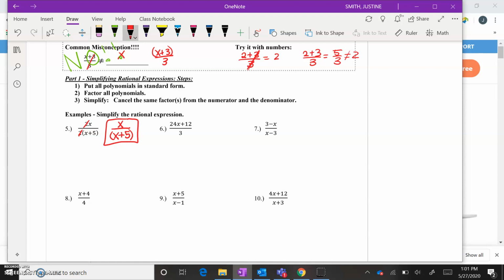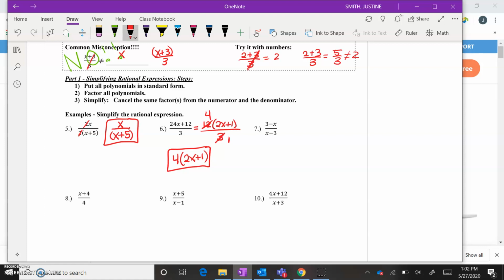Okay, so for number 6, first thing that we want to do is put it in standard form. So we're going to factor anything we can. We could factor out a 12 from the numerator to get 2x plus 1 over 3. Now we could take a 3 out and make this 4 and then 2x plus 1. Again, the 12 and the 3, we can simplify those because they're connected by multiplication. It's not like 12 plus 2x.